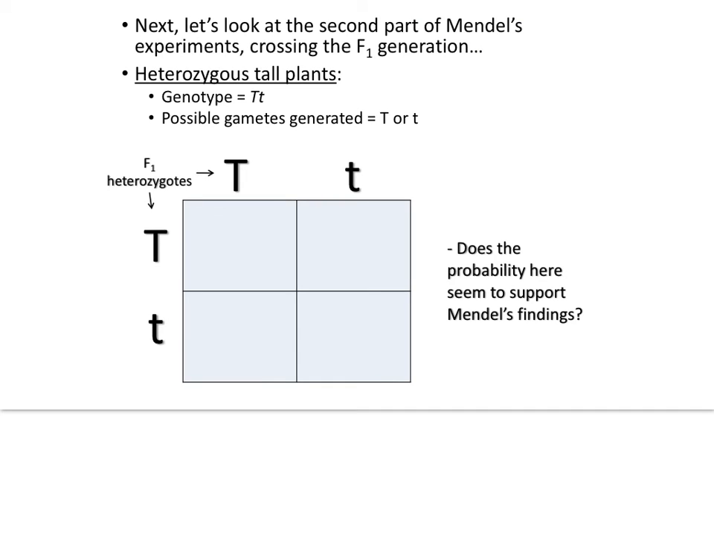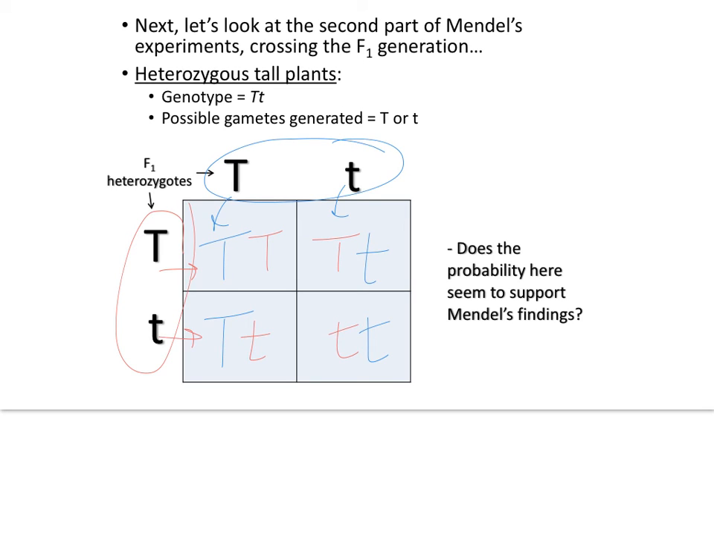Now, let's continue on with Mendel's experiment. The next thing he did is he crossed 2 members of that F1 generation. So now our parents are a heterozygote from the F1 generation and a heterozygote from the F1 generation. And so again, let's cross and drop. Okay, we're going to drop our big T. We're going to drop our little t's. We're going to cross with our big T. And we're going to cross with our little t.